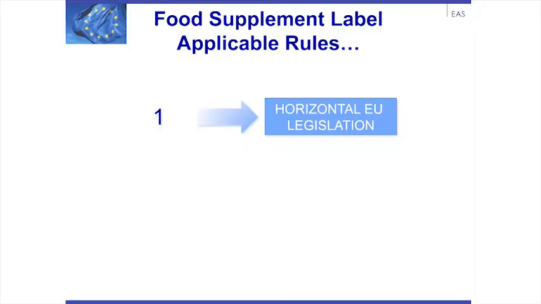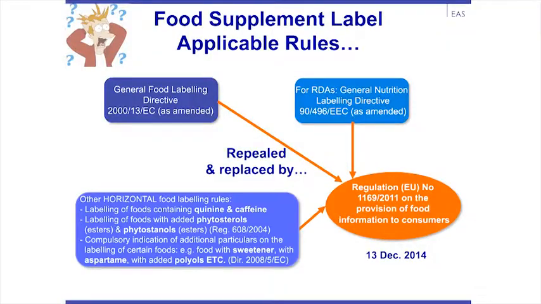So the applicable rules. First of all, you have to look at EU legislation, and we call it horizontal EU legislation. It means that it's an EU legislation applying to all food products. This is why we call it horizontal EU legislation. So what do we mean here? For food supplements label, you have to be aware, first of all, of the General Food Labeling Directive from 2002.